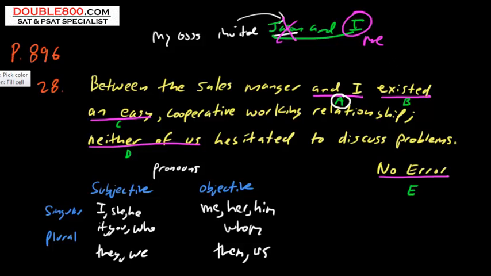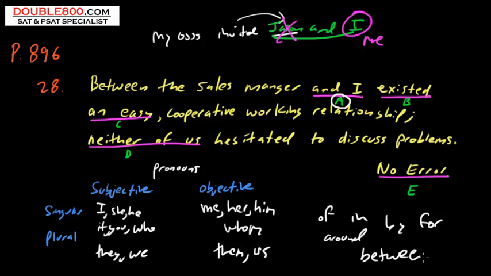Second rule, if there's ever a preposition, and we talked about what prepositions are. Prepositions are of, in, around, by, for, and between. There's lots of them. Between, a lot of students forget. Prepositions always take the objective case. So you would not say between the sales manager and I. You need to make this the objective case. It's between the sales manager. Objective case of I is me.